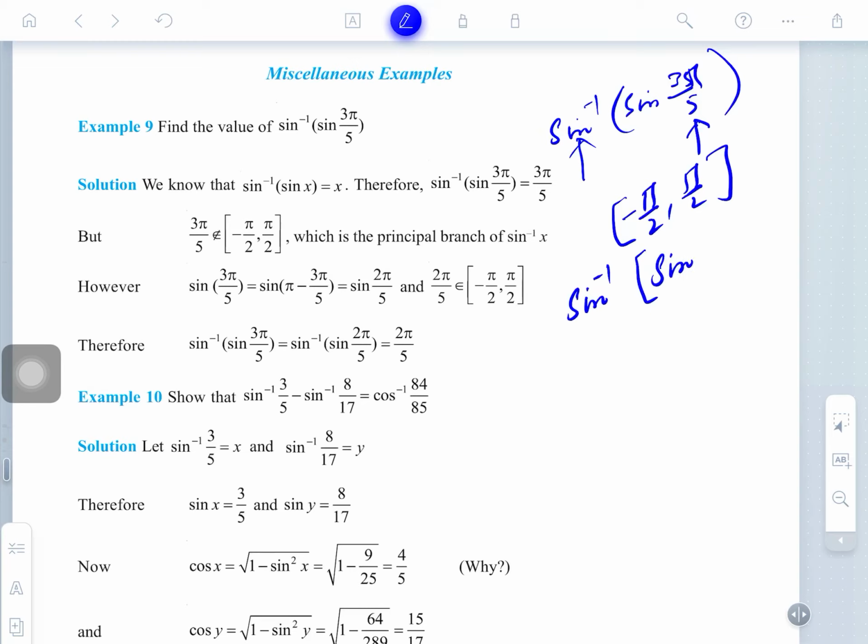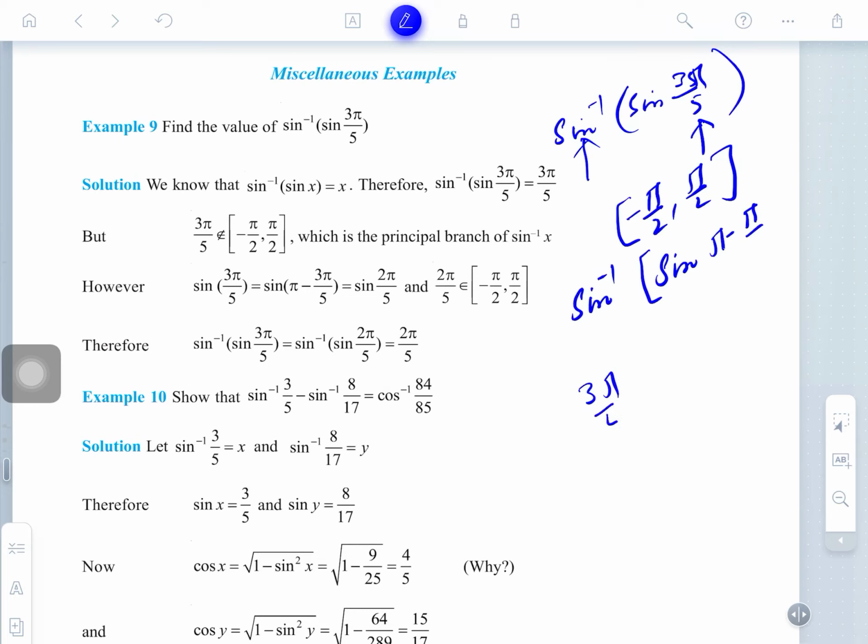Sine inverse of 3 pi by 5 can now be written as pi minus, wait a minute please, 3 pi by 5 can be modified as pi minus 2 pi by 5, since 5 minus 3 is 2. What is 2 pi by 5? Means pi by 5.